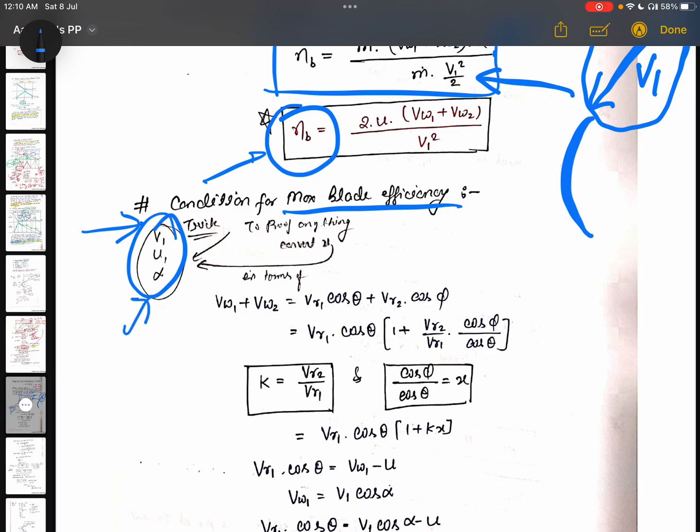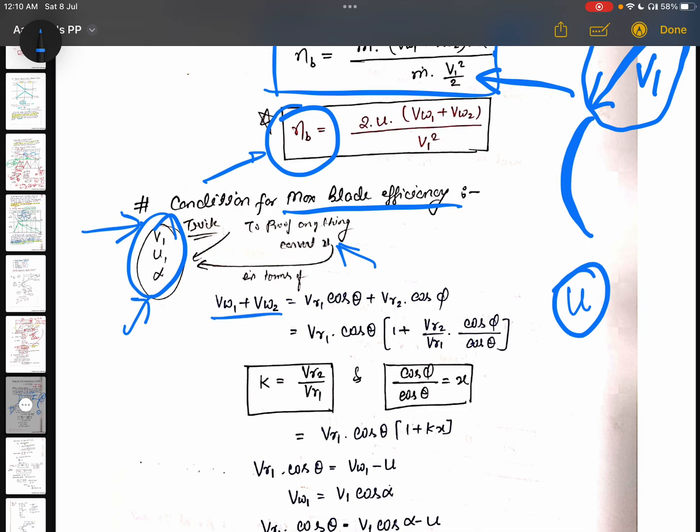Whatever velocity is given, first convert it in terms of u, because we want to find what the efficiency and maximum power should be with respect to the blade velocity, since blade velocity is in our control. We are not able to control the steam's inward and outward velocity, but we can control the blade velocity so that we get maximum efficiency. So first of all, we will convert all the velocities in terms of u.